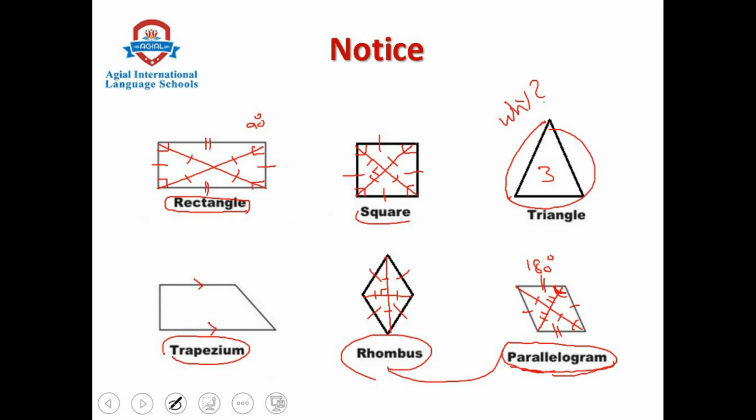And in the parallelogram, rhombus, square and rectangle, the sum of each two consecutive angles equals 180. And when we talk about the triangle, the sum of the interior angles in a triangle equals 180.